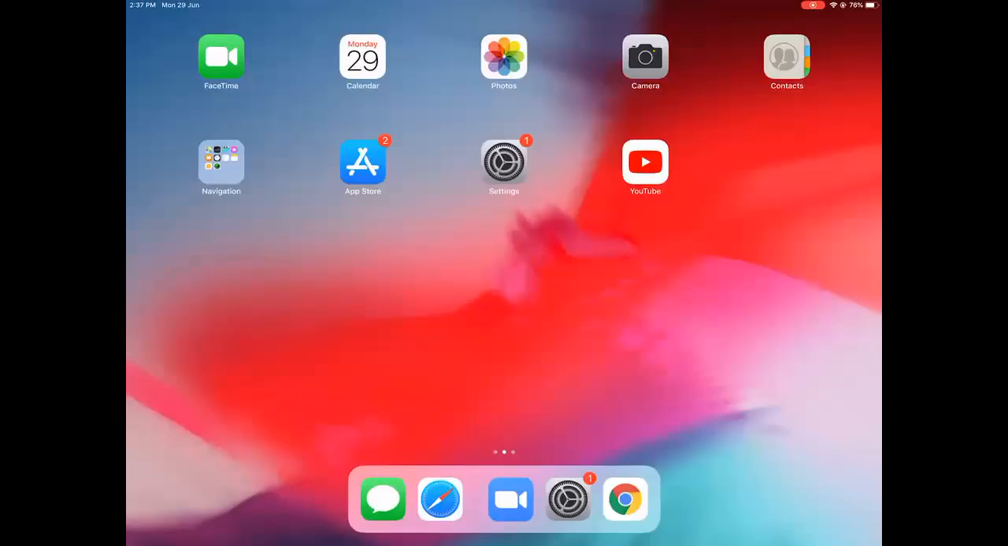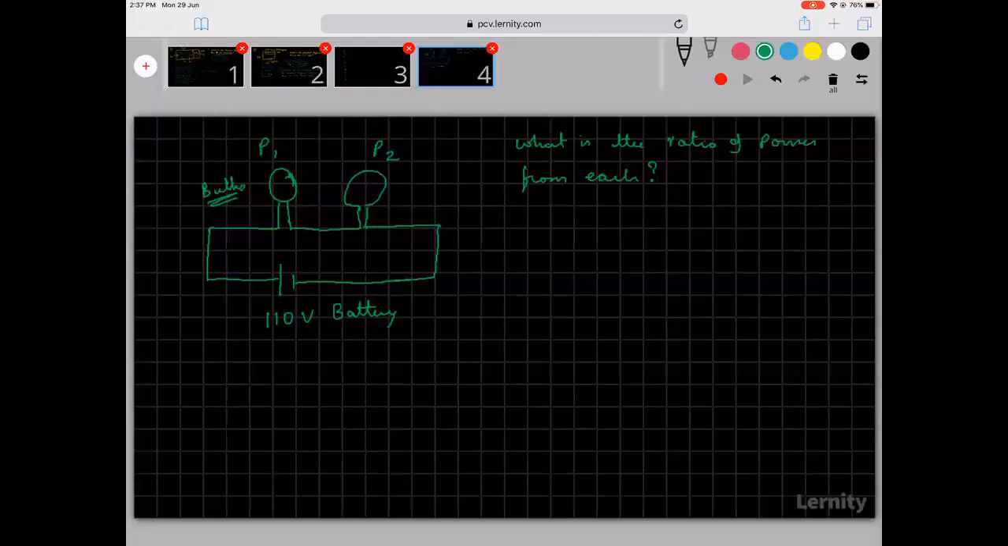Okay, so basically because they are in series, the same current passes through them. So the power is I squared R. So the ratio of powers P1 to P2 will become equal to I squared R1 by I squared R2. Now R is equal to V squared by P, so this becomes V squared by P1 by V squared by P2. Rating is always on 220 volts. So this will become equal to P2 by P1. Whenever there is a series, the moment you see the question, the ratio will be P2 is to P1.